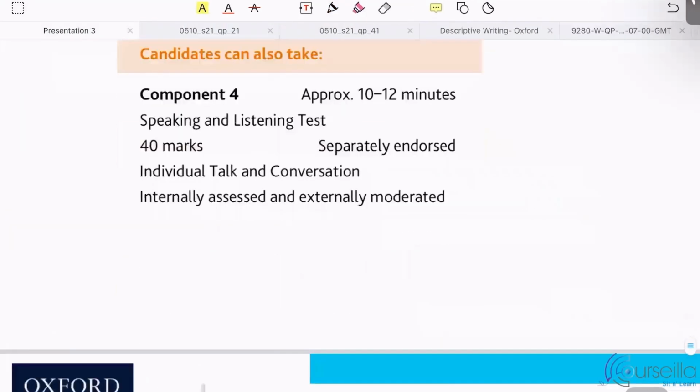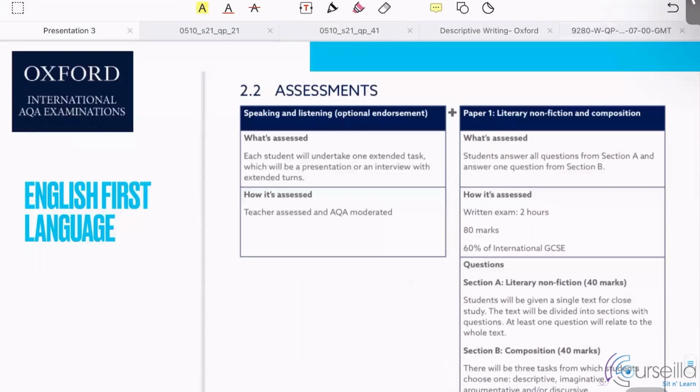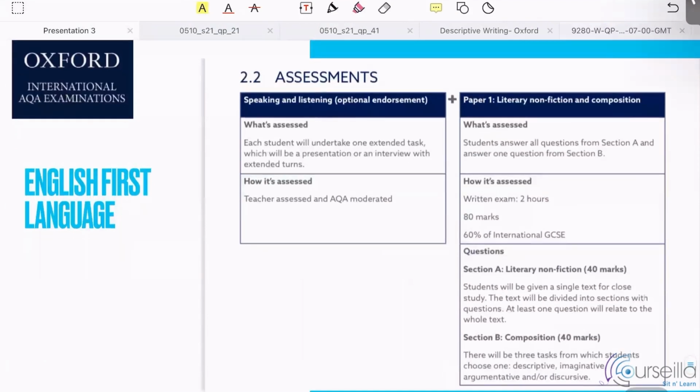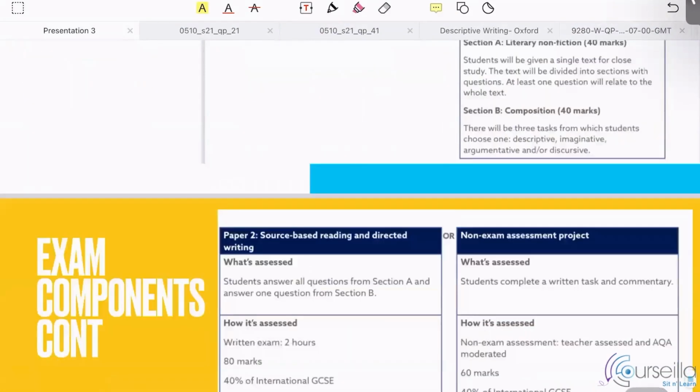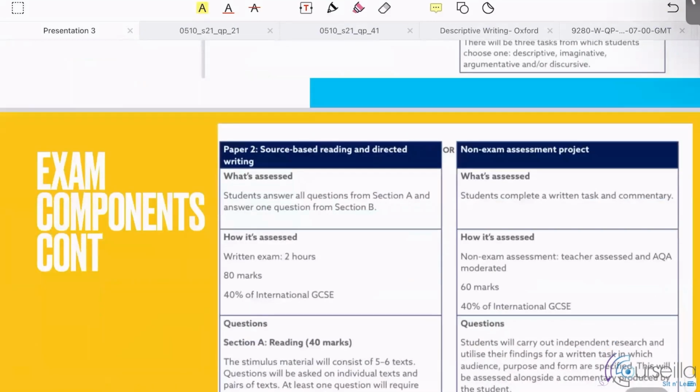As for Oxford, again, I have the same thing. The speaking and listening are optional. Paper 1, non-fiction and composition, just like Cambridge. Paper 2, I have 2 options, either project or coursework, or paper 2 writing, source-based reading, or directed writing, just like Cambridge.